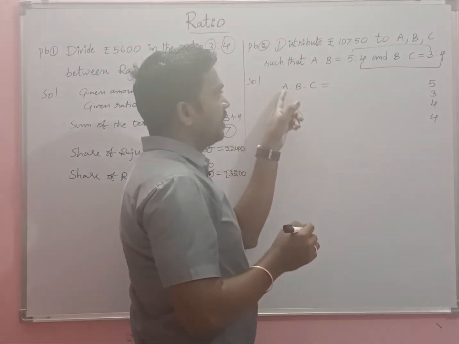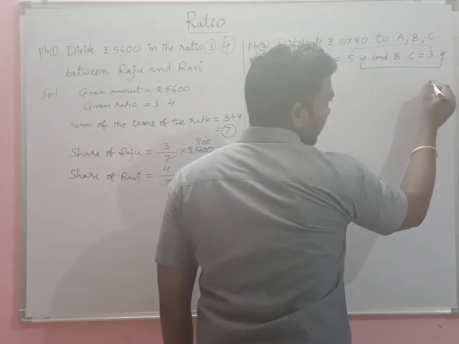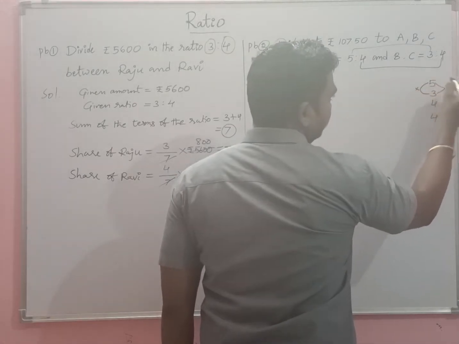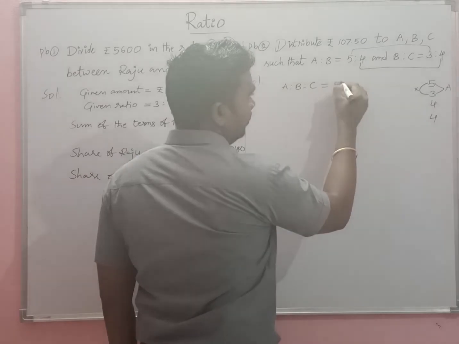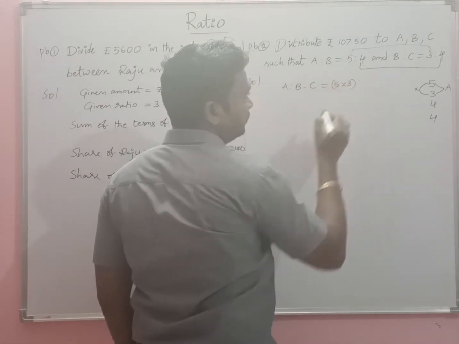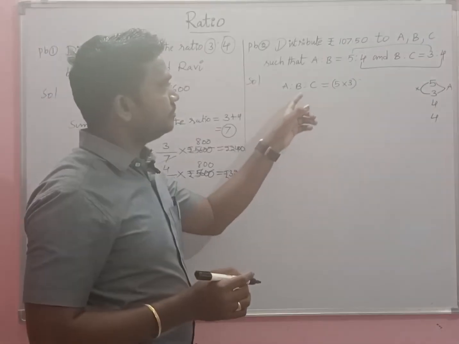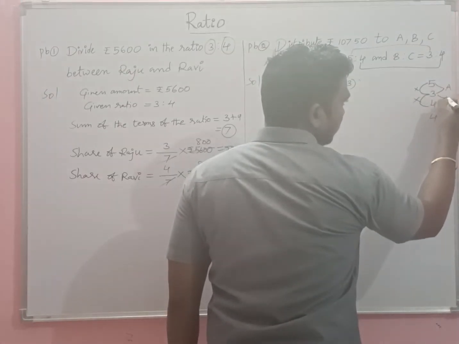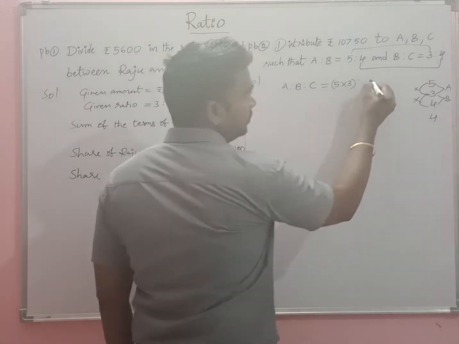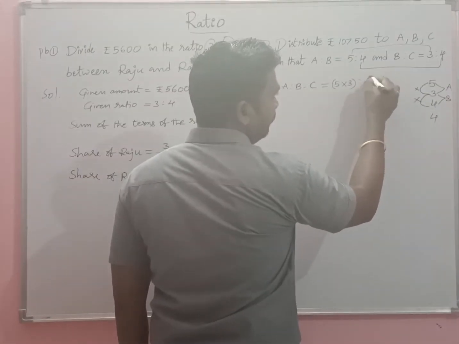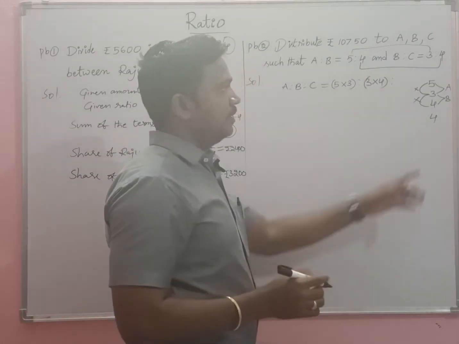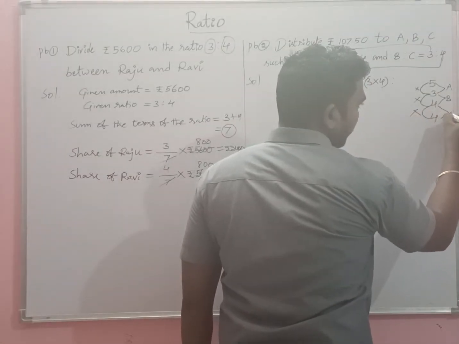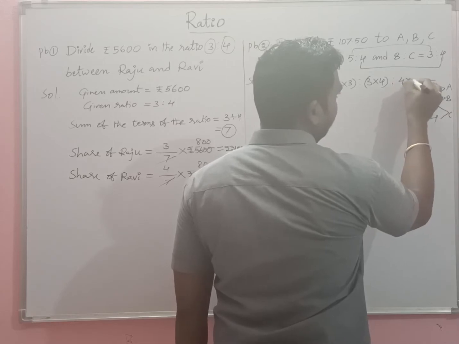Now, how can we get A? By multiplying 5 and 3, we get A. So, 5 into 3. By multiplying 3 and 4, we get B. So, 3 into 4. By multiplying 4 and 4, we get C. So 4 into 4.